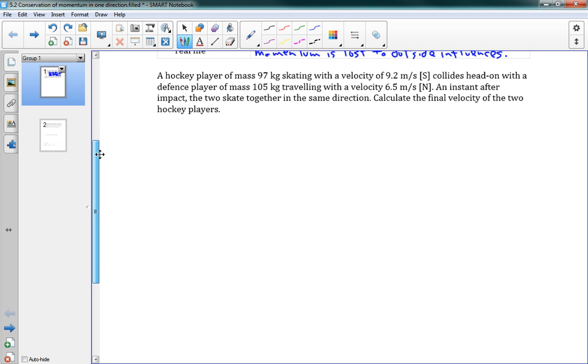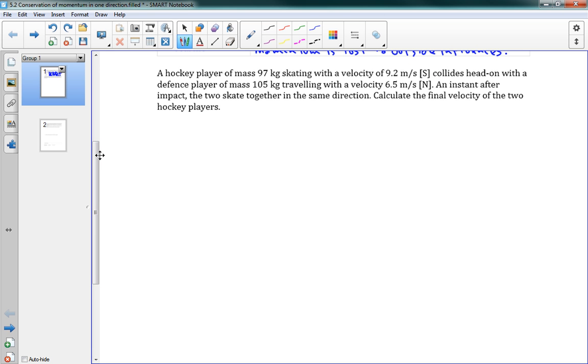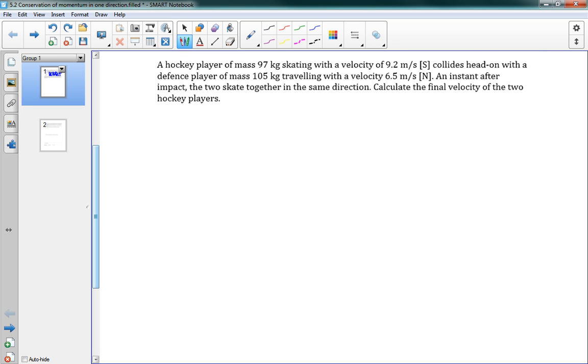The first one talks about a hockey player. It says a hockey player of mass 97 kilograms, skating with a velocity of 9.2 meters per second south, collides head-on with a defense player of mass 105 kilograms traveling with a velocity of 6.5 meters per second north. An instant after impact, the two skate together in the same direction. Calculate the final velocity of the two hockey players. So the idea is these two hockey players smash into each other, and in the end they end up skating off moving in the same direction because they've collided together. Or they've become friends and they're holding hands.